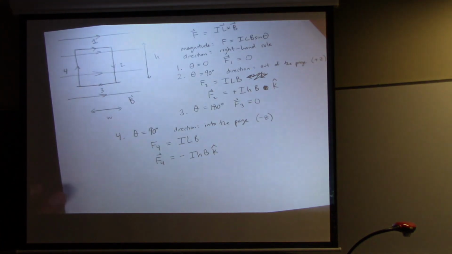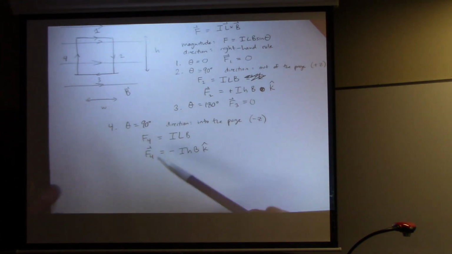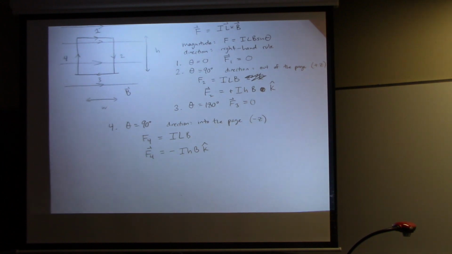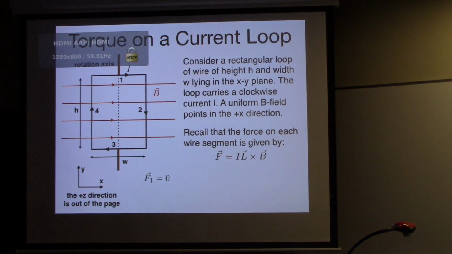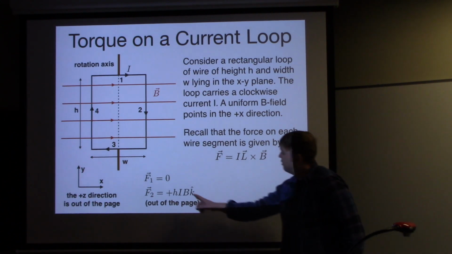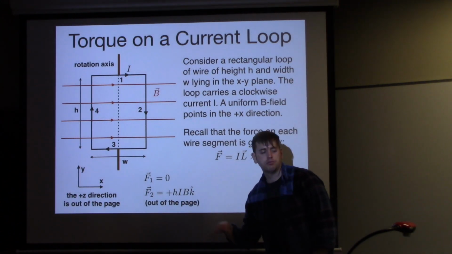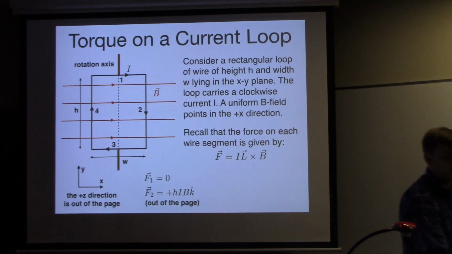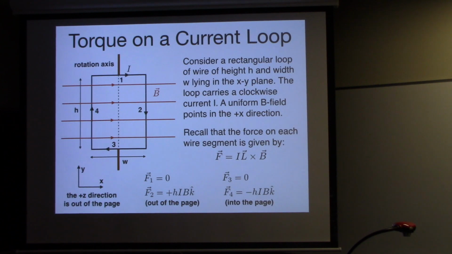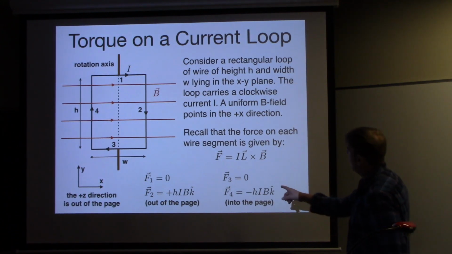Okay, so what did we just do? We just came up with expressions for the force on each one of the segments of wire in this loop. So let's summarize all that on the slide. There's no force on segment number 1. The force on segment number 2 is out of the page, so we can write it as plus h times I times B k hat. So k hat is just telling us we're in the z direction. And F3 is 0, like we said. F4 is going to be minus h I B k hat.